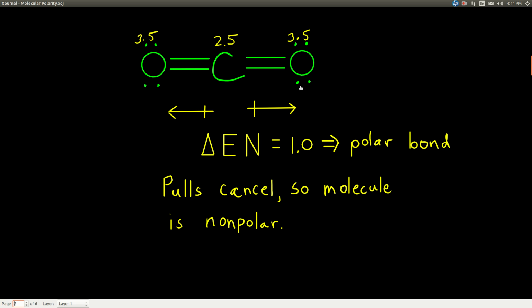They're the same strength. Strength is the difference in electronegativity. The bigger the difference in electronegativity, the bigger the pull. Here, it's the same strength in exactly opposite directions. The poles cancel. Overall, this molecule is what we call non-polar, meaning there's no part of this molecule that's more negative or positive than any other.